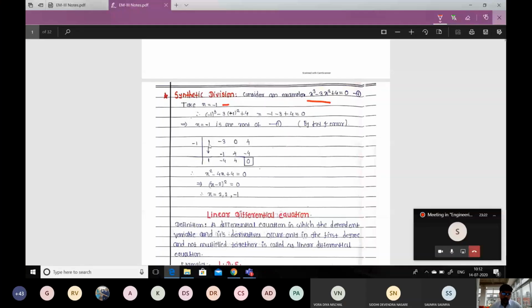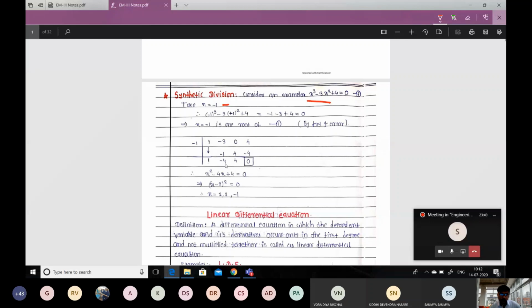And I'm just dragging this one downward and multiplying it with the already found root, so -1 into 1, and writing this entry in the next column. So we are getting -1, and taking the addition of these two terms in the column, -3 -1, we get -4. Again the same procedure, -4 into -1, we are getting +4. Again take the addition, 0 plus 4, it is 4. Again 4 into -1, so -4, and after taking the addition we'll get 0.